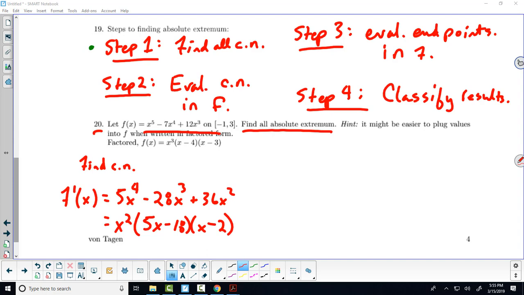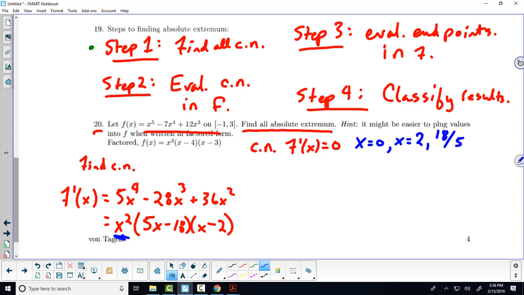So the critical numbers are where f prime of x equals 0. Well, that happens where? That happens at x equals 0. Don't forget that at x equals 0. Okay. And at x equals 2. And at x is equal to 18/5.